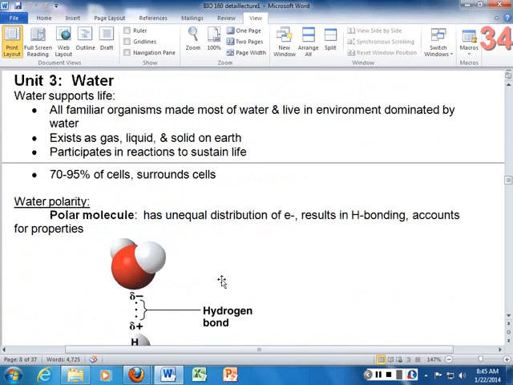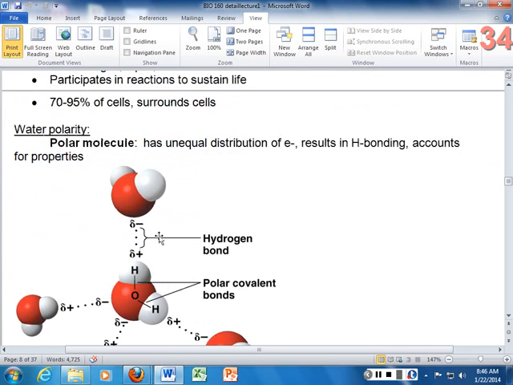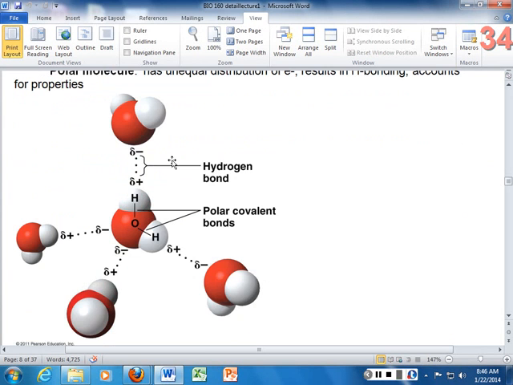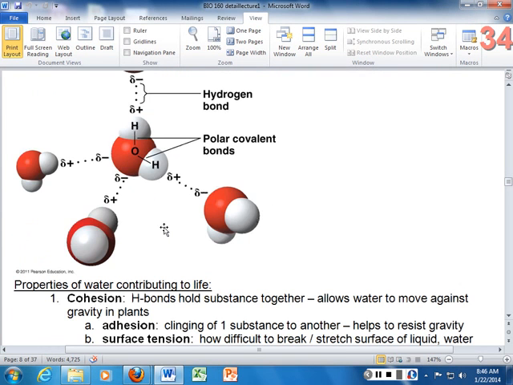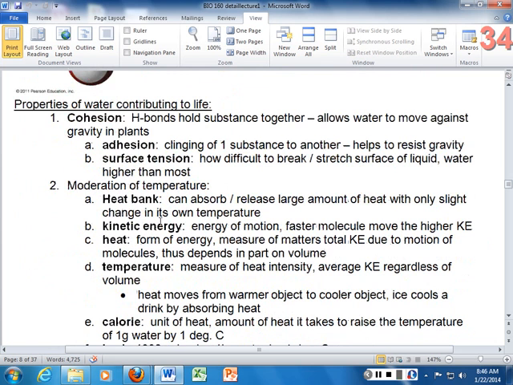So when we look at water, water is going to support life forms. Water is what most of our world is made up of. It's a little unique that it exists as a liquid, gas, and a solid on Earth. It's going to participate in your reactions to sustain life. Water is a polar molecule, which we talked about a few minutes ago, where it's able to form hydrogen bonds. And because of those hydrogen bonds, it's going to have some properties.